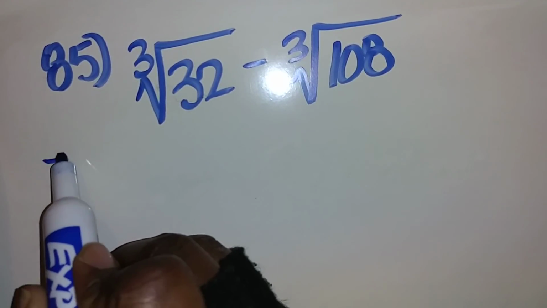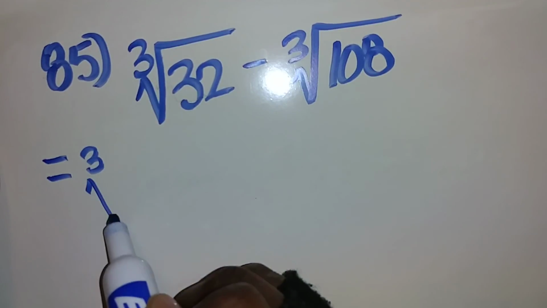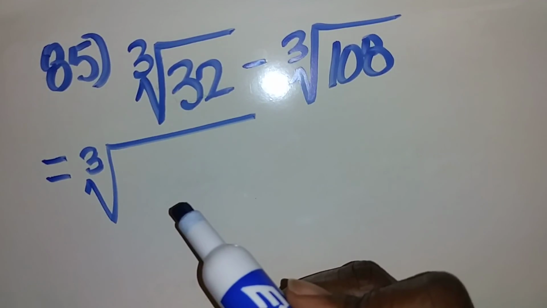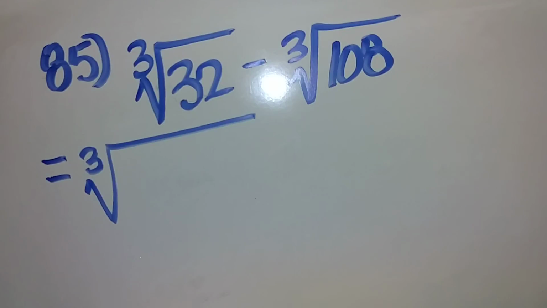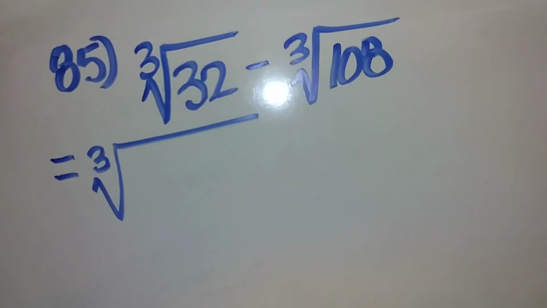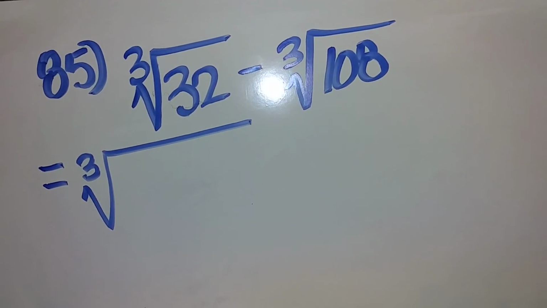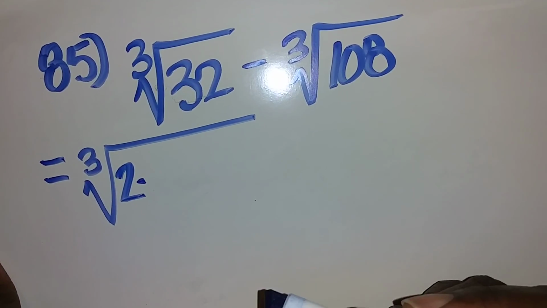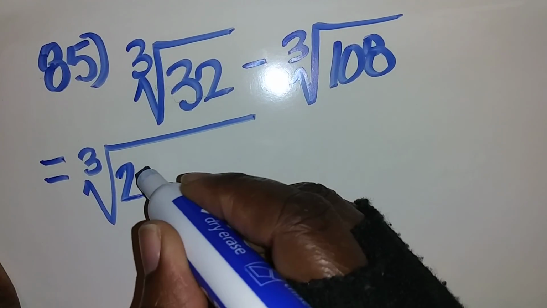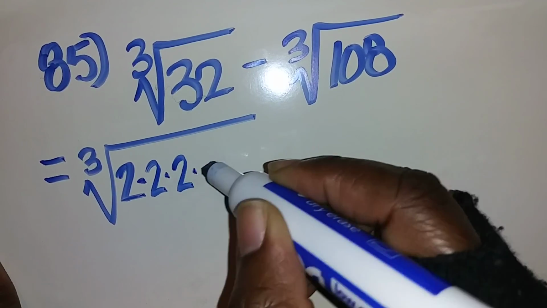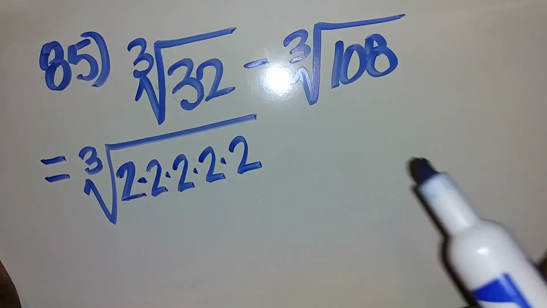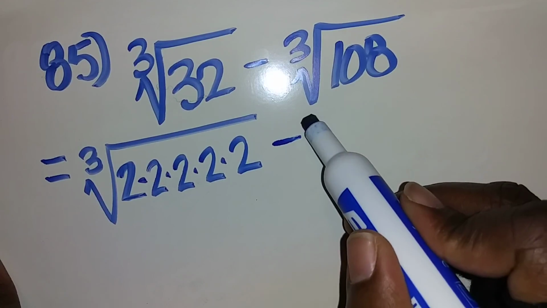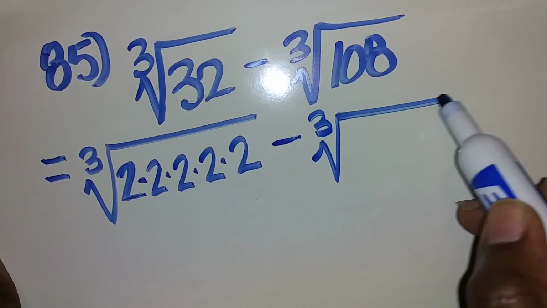So let's break this down. I have the cube root of 32. I know that 32 divided by 2 is 16. So we have 2 times 16, and we know 16 is broken down to 4 times 4, so I got 5 2s. And we've already broken down the number 32. So we know that. Now do the cube root of 108.